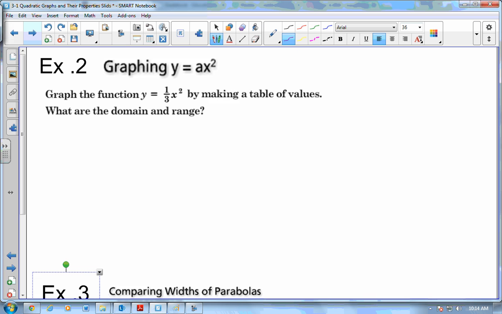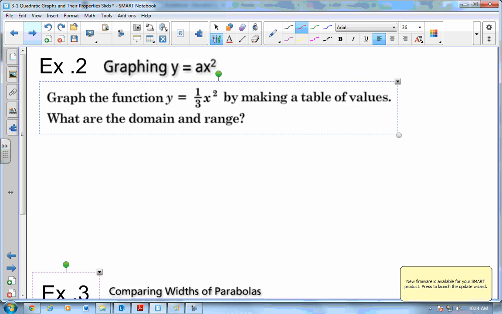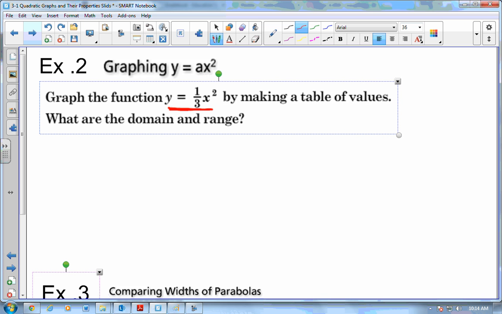Example 2. Graphing something that has a multiplier. Uh-oh, it's not writing. The board's not working. It's weird. Okay, well, while my board comes back on, write example 2 down. Graph the function y equals 1/3 x squared. Actually, here's, Brian, look, this popped up, domain. Graph the function y equals 1/3 x squared by making a table of values.